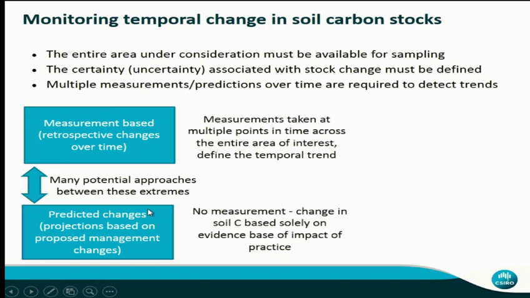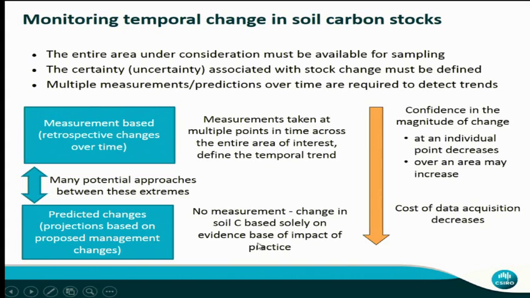And actually we have, and I'll say in a minute, we've got both of these methods in place in Australia now. So here we've got measurements at multiple points of time across the entire area, and we define a temporal trend. Here there is no measurement. The change is based solely on an evidence base of the impact of the practice. And when you look then at what comes out of this, basically what happens is the confidence in the magnitude of the change at an individual point decreases, but over the whole area, if the area is characterized by huge spatial variability, if you're able to get a certain precision at every location, you might actually end up with an increase in the confidence, and I'll deal with that a bit more in a minute.